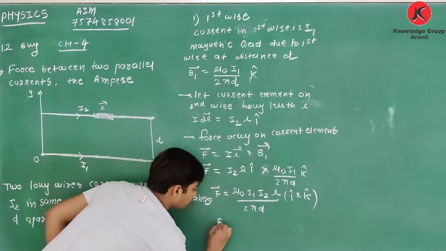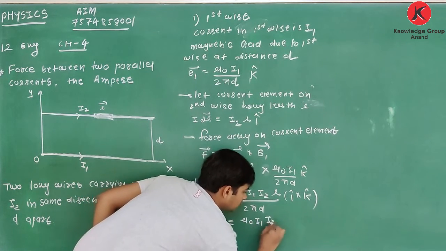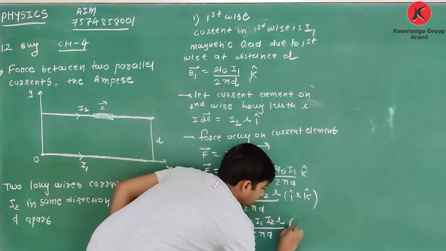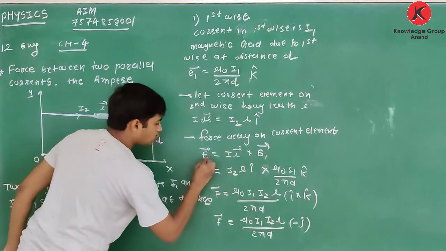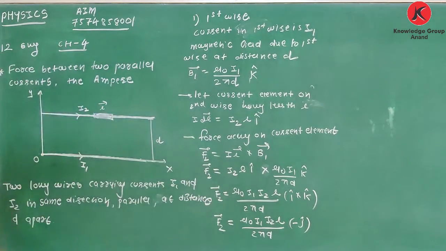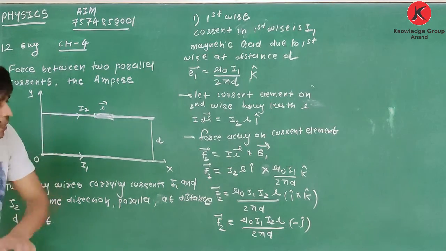So how to write force? F is equal to μ0 I1 I2 L upon 2πd, here it is minus j caret. It is the force acting on wire number 2. Clear about this?